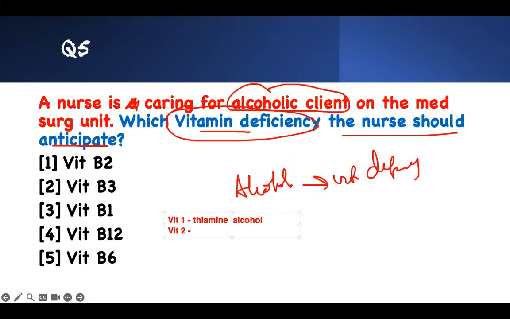Then vitamin B2 is riboflavin, okay? This is usually in B2 deficiency, and most patients will present with fatigue. They will have fatigue, swollen tongue, and they will have blurred vision. Those are the side effects.